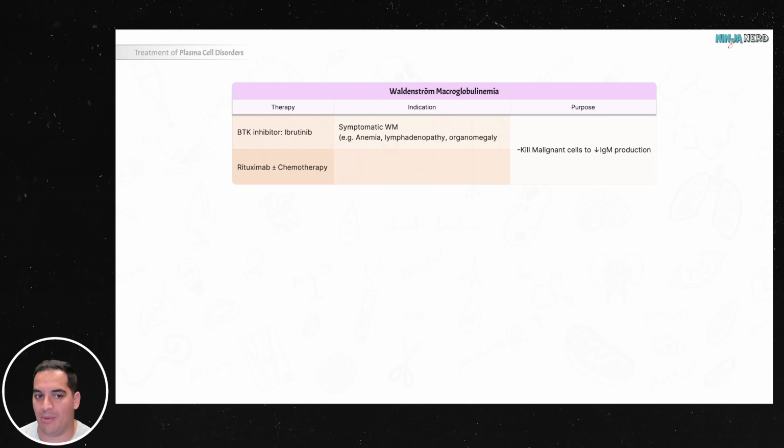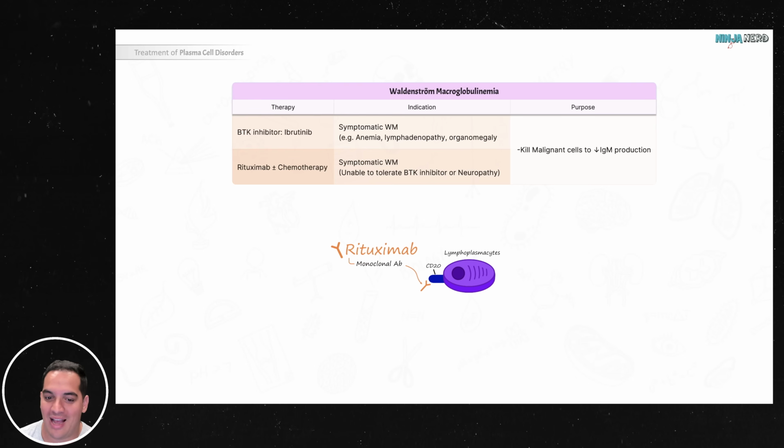Rituximab plus or minus chemotherapy is going to be for the patients who are very, very symptomatic, but also they can't tolerate the BTK inhibitor because this is a pretty powerful drug, or they have neuropathy. Rituximab may be a little bit better in those scenarios, but they do the same kind of thing. When you think about rituximab, it's actually kind of interesting. Rituximab needs a CD20 molecule to bind onto on your lymphoplasmocytes. And so it's going to go and bind onto the CD20, right?